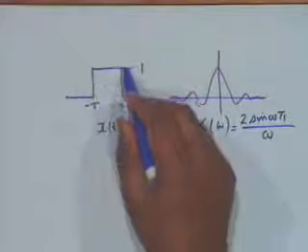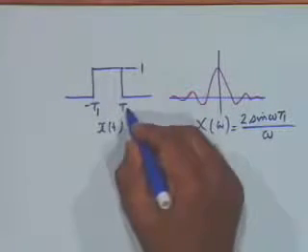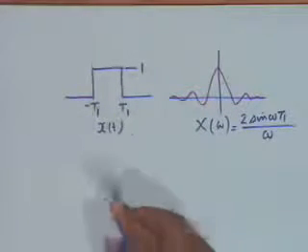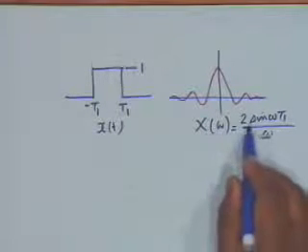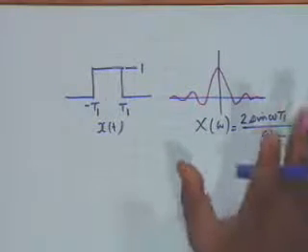Alright, if x of t is a pulse like this, minus t1 to t1, then the spectrum is twice sin omega t1 by omega. We can write this in the form of a sinc function.